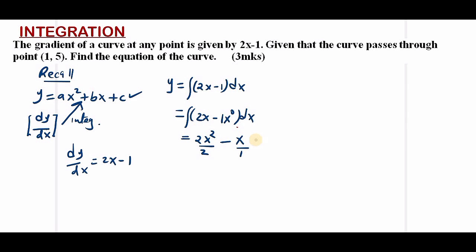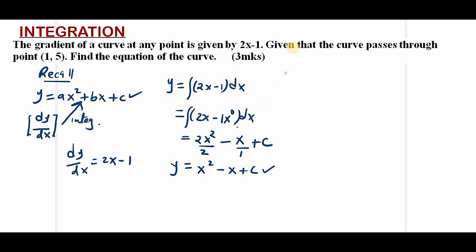And then let's not forget about a constant term, c. So this simplifies as x squared minus x plus c. So the equation of the curve is given as y is equal to x squared minus x plus c. Now this is not yet the equation of the curve that we require. We therefore must determine the value of c, and with the value of c inserted, we shall have the equation of the curve as required. So the next step is to determine the value of c.